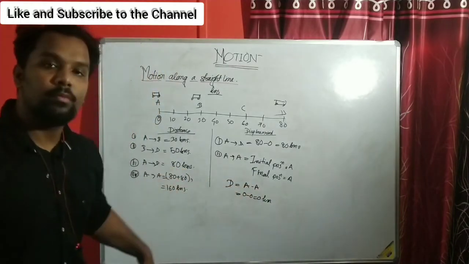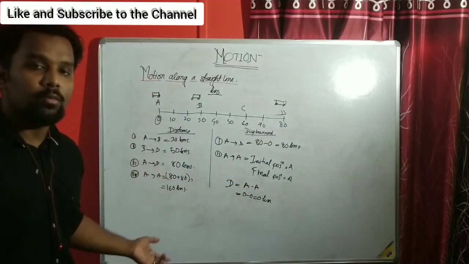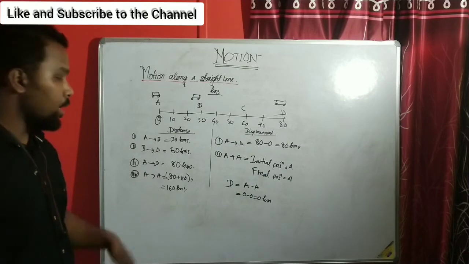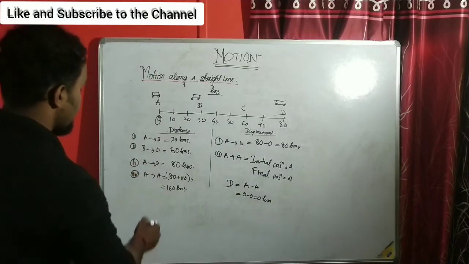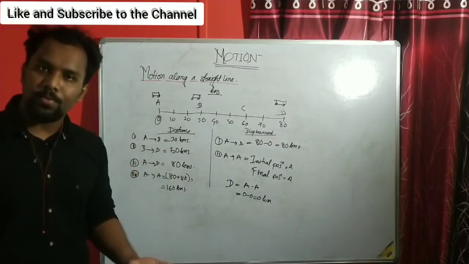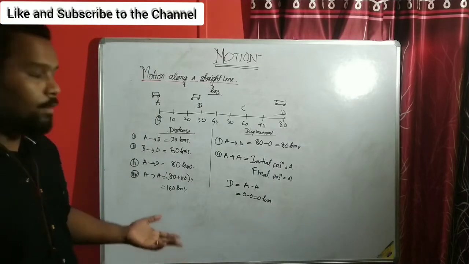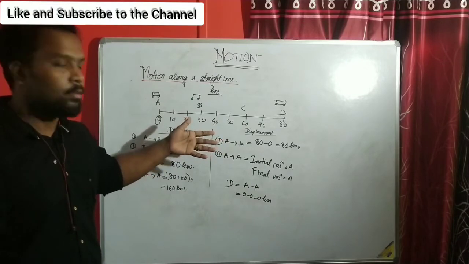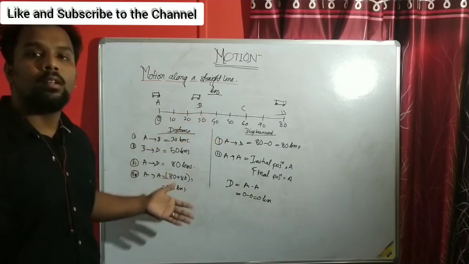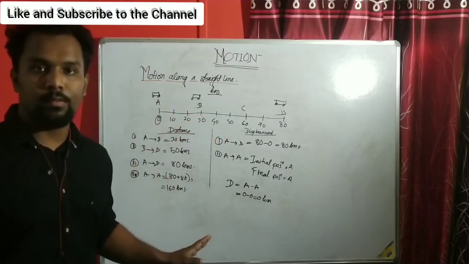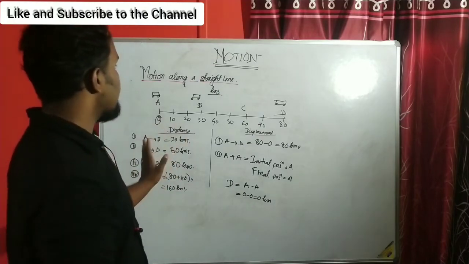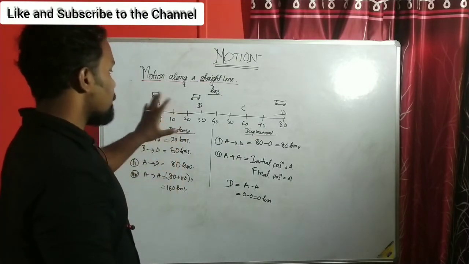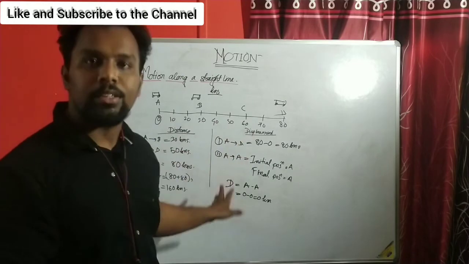So this is the proof, and distance cannot be 0. This is the proof. Again, what we have seen is that distance is not equal to displacement, right? So the concept of distance and displacement is satisfied with this example. I think you've understood this now. This is the main thing about motion along a straight line, and the main thing about displacement.